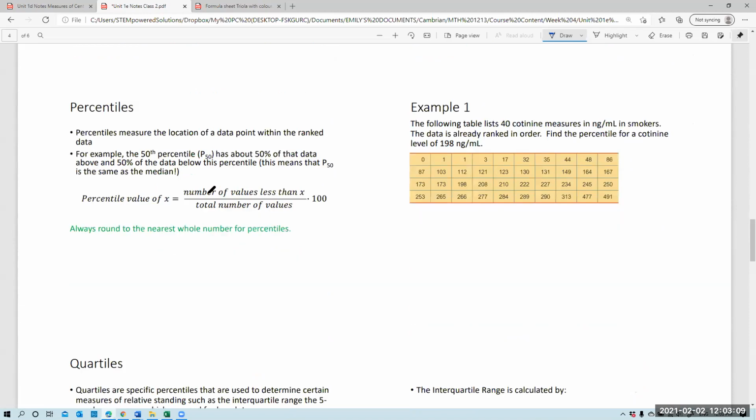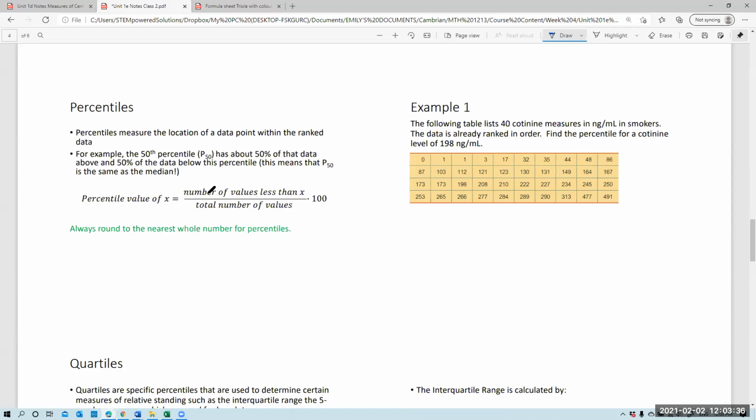Okay, so percentiles. Percentiles measure the location of a data point. We already talked about this in week 2, but we'll go over it one more time. Percentiles measure the location of a data point within the ranked data. For example, the 50th percentile, P50, has about 50% of the data above and 50% of the data below this percentile. This means that P50 is the same as the median.